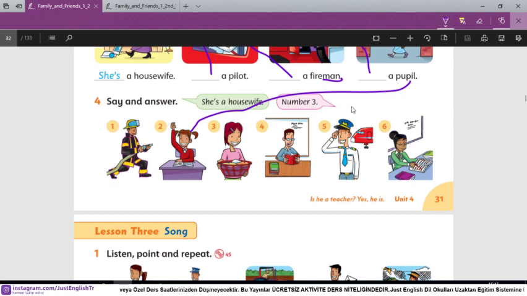He is a pilot. Which one is the pilot? Is it a pilot? Or is it a pilot? Yes, I think number five. Good, guys. Number five is a pilot. He is a pilot. What about number six? What does she do? What's her occupation? What's her job?